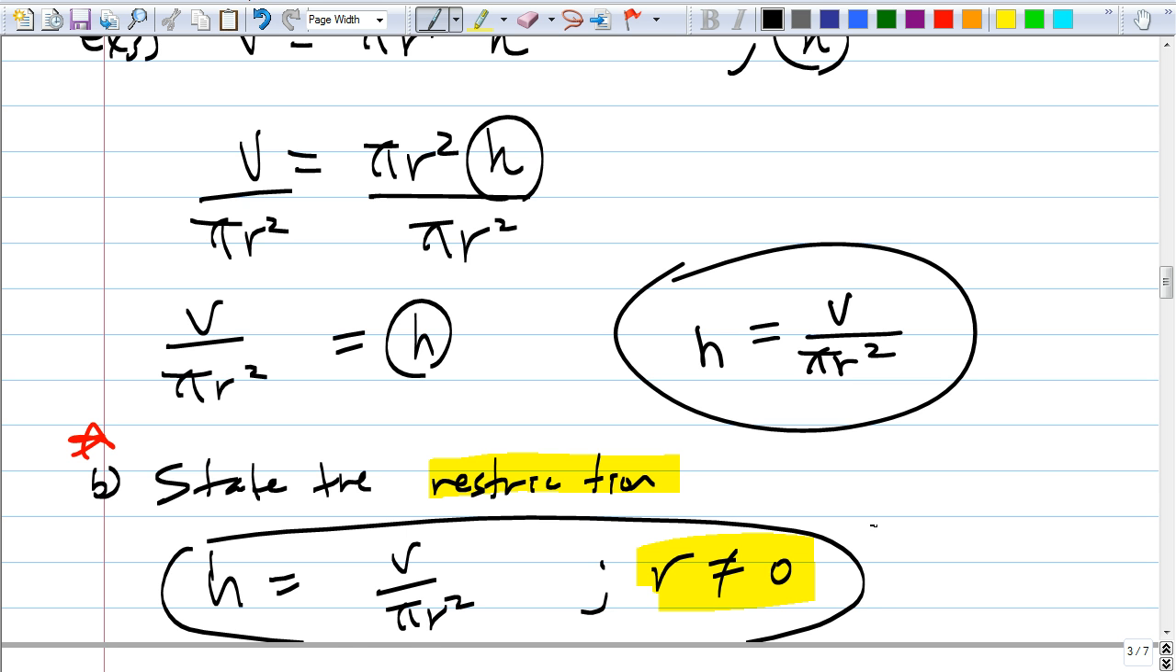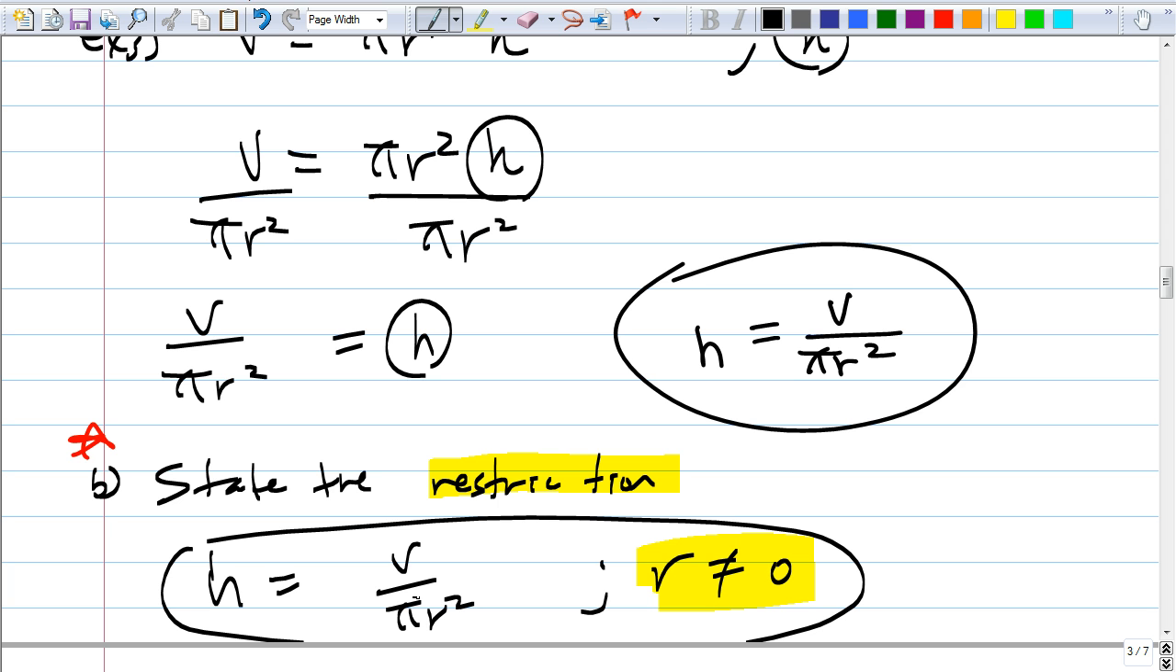So you need to write down what you solve for, h equals V over pi r squared, and then you need to write the restriction. What does a semicolon, by the way, mean? It's just saying I'm going to write the restriction next to it. Does this semicolon have anything to do with the formula at all? No, you're just separating the restriction from the one that we solve for the variable. Does that make sense?